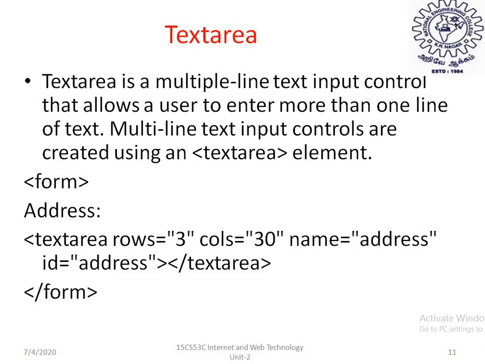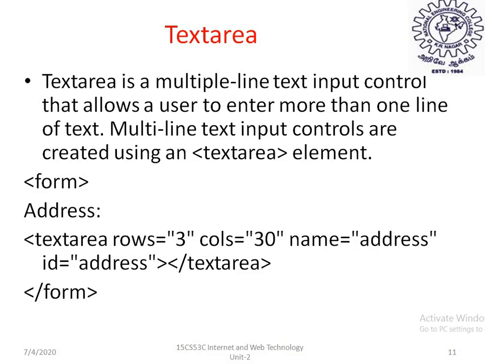A text area is a multiple line text box. You can give more than one line. It is a multi-line text input, and it can be created by using the text area element. Before, we have seen a lot of input fields: text fields, password fields, checkboxes, radio buttons. But those fields are created by using the input element, whereas a text area is created by using only the text area tag. Mostly it is used for address.